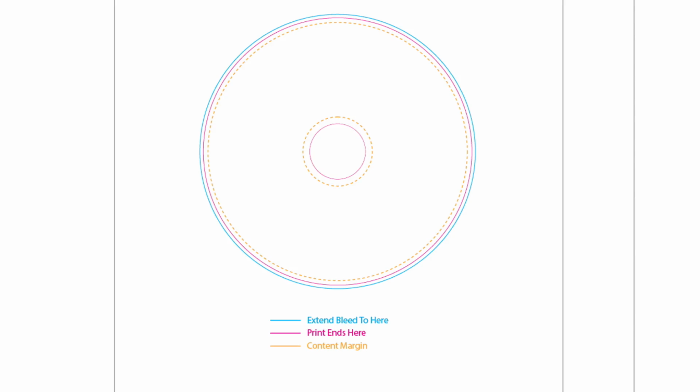If your colors or pictures are going to the edge, you need to make sure they extend to that blue line, which is going to be the bleed. Now, yes, some of that is going to get cut off. That's like a 1/16 of an inch. But that's to ensure that all your colors go to the edge and you don't have some white creeping out on the edge of your label.